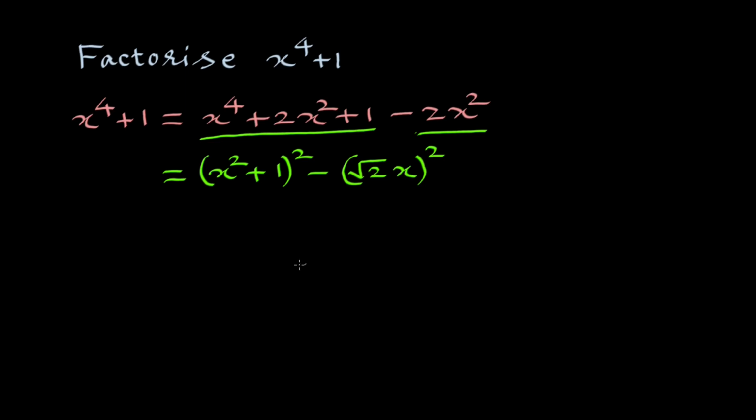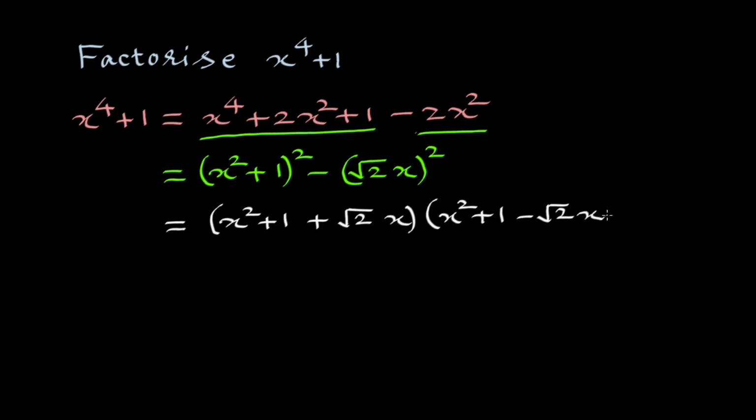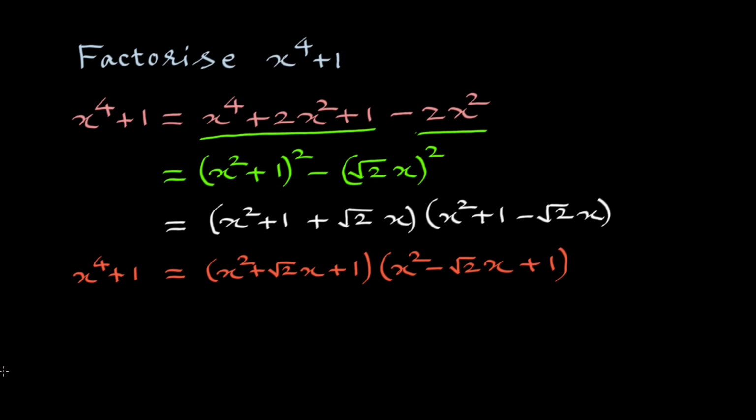Now this is a difference of two squares, that we write (x square plus 1 plus root 2 x), the first factor, into (x square plus 1 minus root 2 x), the second factor. So finally x raised to 4 plus 1 will be (x square plus root 2 x plus 1) into (x square minus root 2 x plus 1). So these are the required factors.